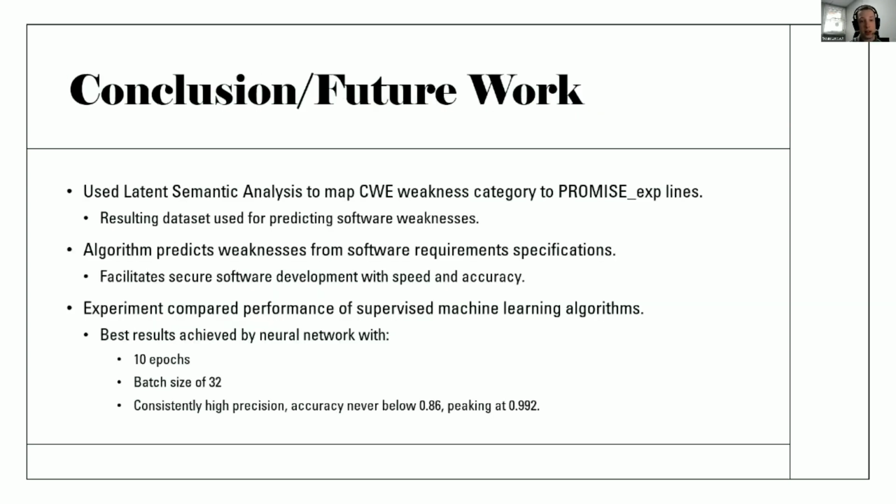So to summarize, in this work, we used the results from applying latent semantic analysis to the content stored in the Common Weakness Enumeration and the promise_exp repositories, to map the best fitting CWE weakness category to each line of the promise_exp dataset. The result of this mapping became the dataset that would be used in our experiments, as I previously explained. And this training set was created to allow us to build an algorithm that would predict the potential development of software weaknesses.